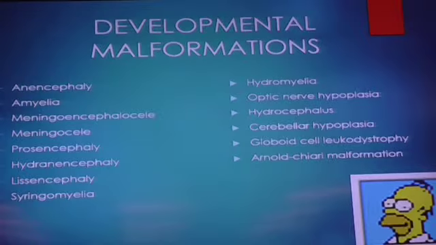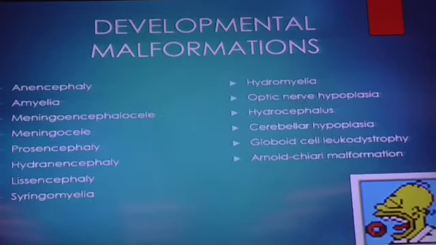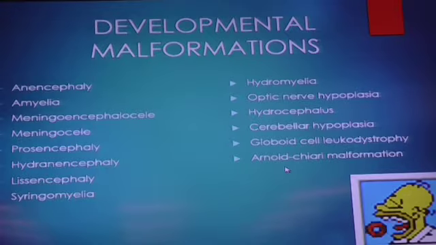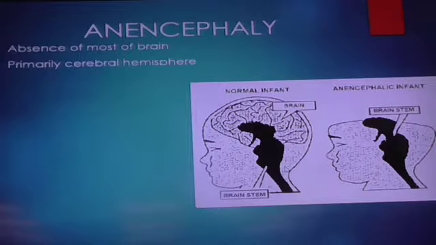Now we're going to look at some developmental malformations, and these are pretty unusual, and we do see them here and there, especially more in large animals for some reason, but we can see them in small animals as well. We're not going to do all of these. I think the only ones we don't do are globoid cell leukodystrophy and Arnold-Chiari malformation. All right, so the first one is anencephaly, and is defined as the absence of most of the brain. And in this case, it's primarily the cerebrum is affected.